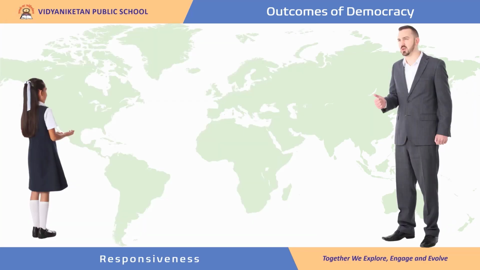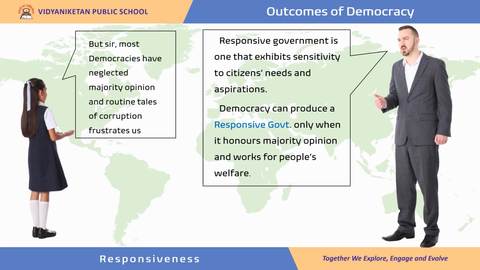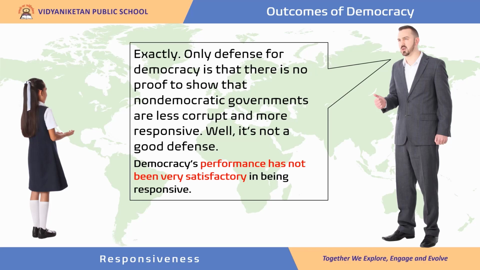Let's move on to assess democracy's performance in producing responsive government. Responsive government is one that exhibits sensitivity to citizens' needs and aspirations. Democracy can produce a responsive government only when it honors majority opinion and works for people's welfare. But sir, most democracies have neglected majority opinion, and routine tales of corruption frustrate us. Exactly. The only defense for democracy is that there is no proof to show that non-democratic governments are less corrupt and more responsive. Well, it's not a good defense. Democracy's performance has not been very satisfactory in producing responsive governments.